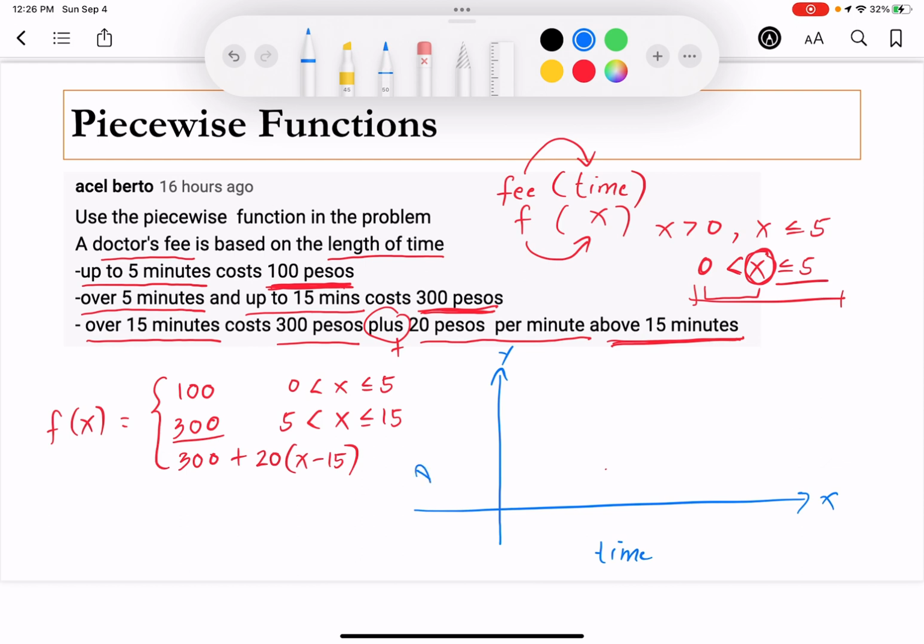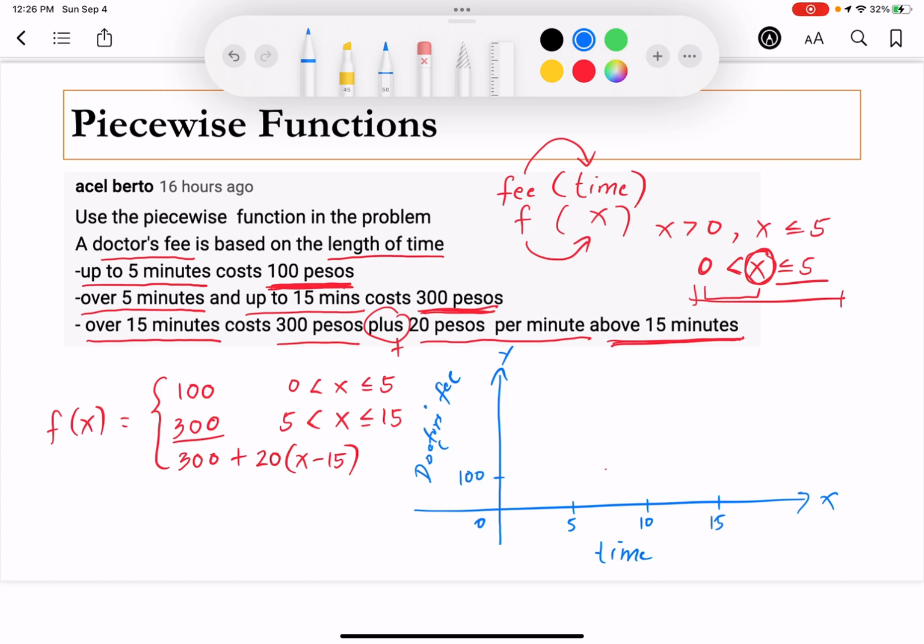And then yung ating Y-axis is yung fee, doctor's fee. You can write doctor's fee. Sorry sa pangit kong sulat ngayon. Okay, so ang sabi dito 0 to 15 minutes. So 0, let's say 5, 10, and then 15 minutes. Magkano yung mga presyo na nandito? 100 and 300. Let's say this is 100 pesos.